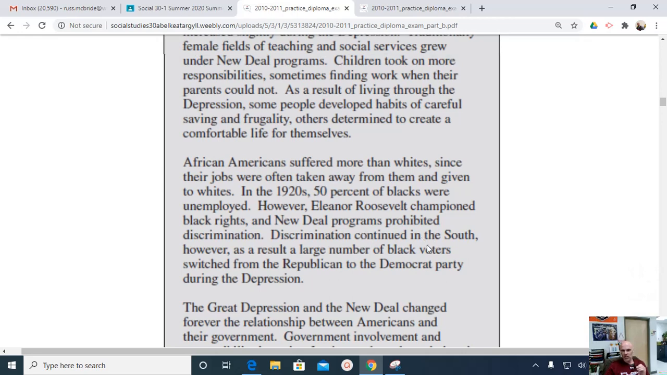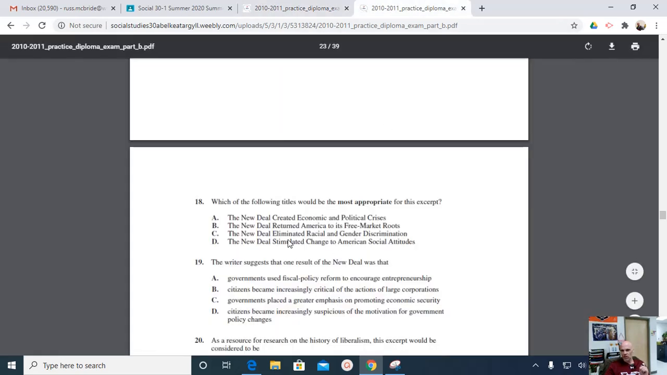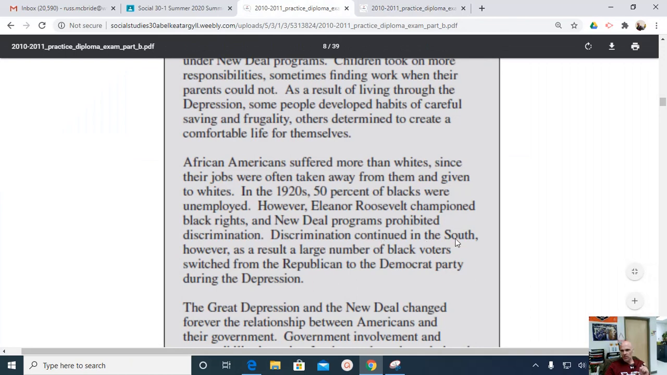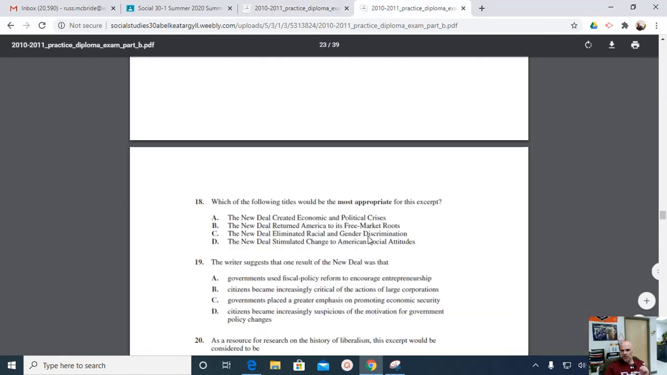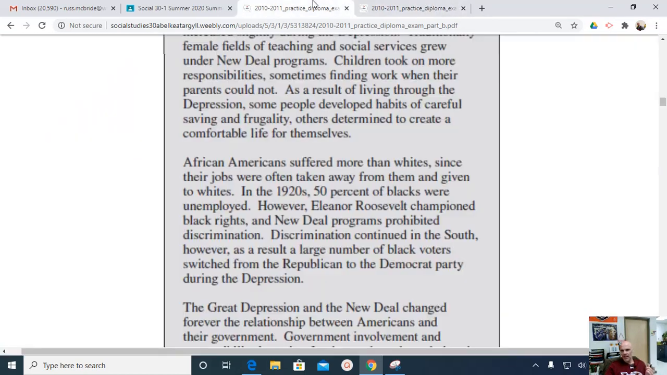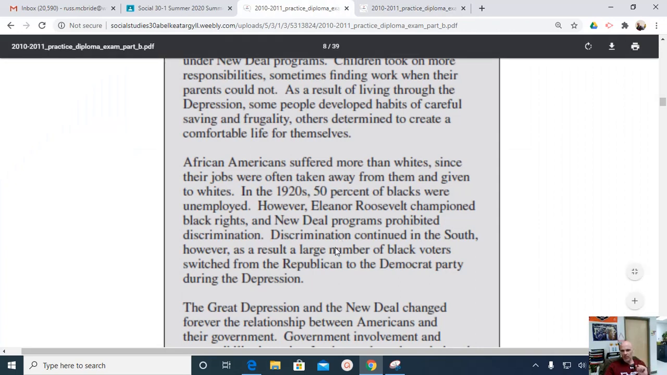Discrimination continued in the South as a result of a large number of black voters switching from the Republican to the Democrat Party. The Republican Party, the party that ended up freeing the slaves. Discrimination continued in the South. So, eliminated racial discrimination. Eliminated. So, it seems to me it can't be C. Like right there, that says it can't be C.